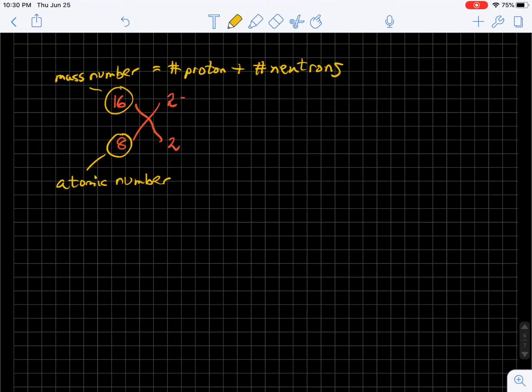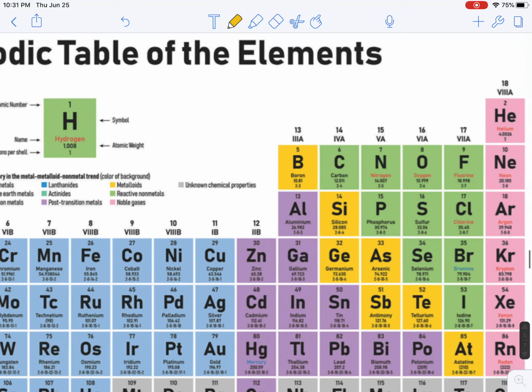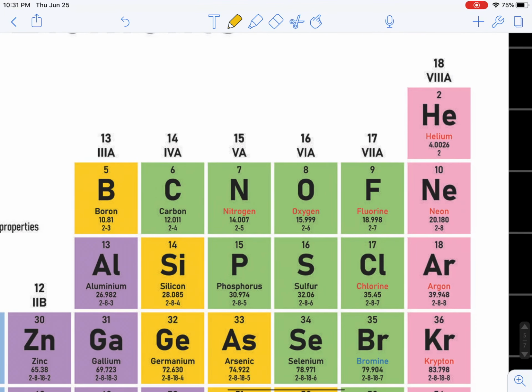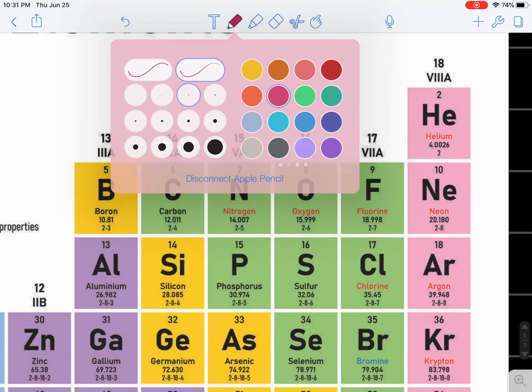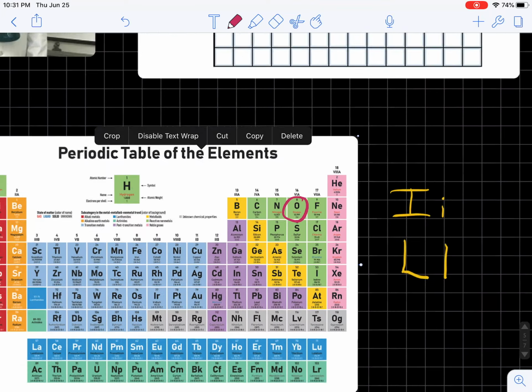And you probably remember from middle school, the atomic number represents the number of protons, and it gives you the identity of the atom. And with the atomic number, we could now go to the periodic table and look up element number 8. If we find element number 8 on the periodic table, it is oxygen. Right here, element number 8.